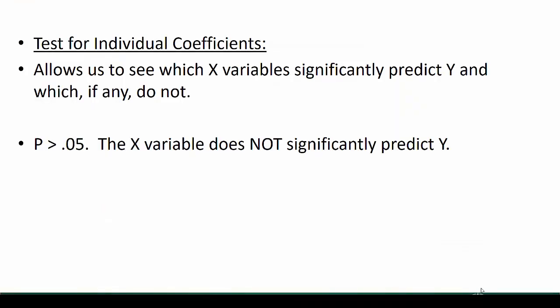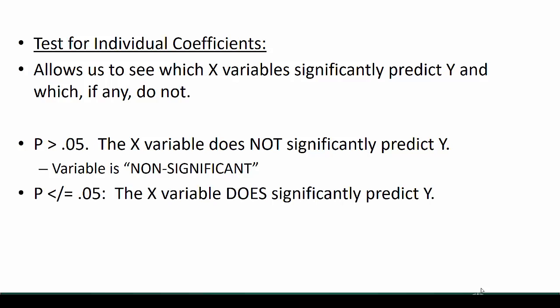So if the p-value for that specific variable is greater than 0.05, that indicates that that variable does not predict y. Typically, we'll refer to that variable as non-significant, so you'll hear me say that term a lot. So again, if the p-value is greater than 0.05, x does not predict y, and it's considered to be non-significant. If the p-value is less than or equal to 0.05, that indicates that the x variable does significantly predict y, and then the variable is referred to as significant.